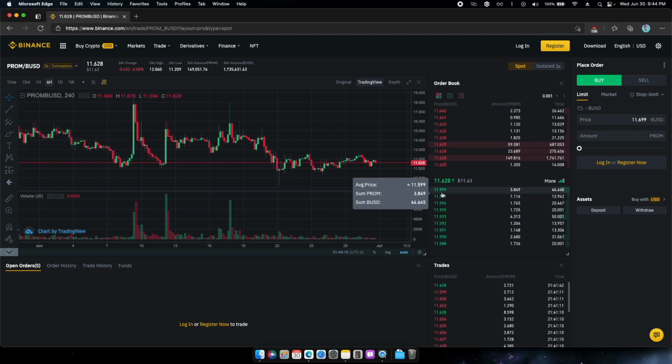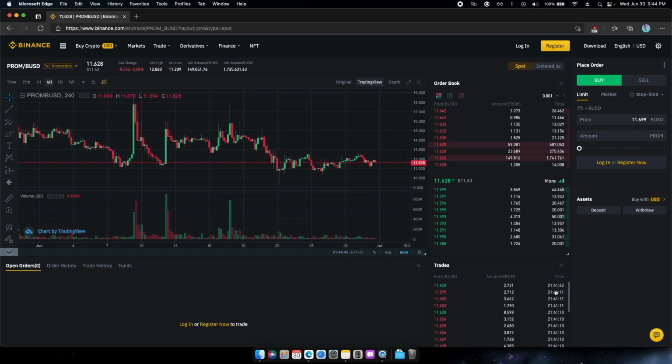So, you have your buyers, they're willing to buy at 11.599, 11.597, and then on the flip side you have your sellers that are willing to sell at 11.622, 11.626. And you may be asking yourself, why is there this spread? Well, that's because a buyer and a seller have to agree on a price. That's what moves the price. So when they agree on a price, then the trade is executed.